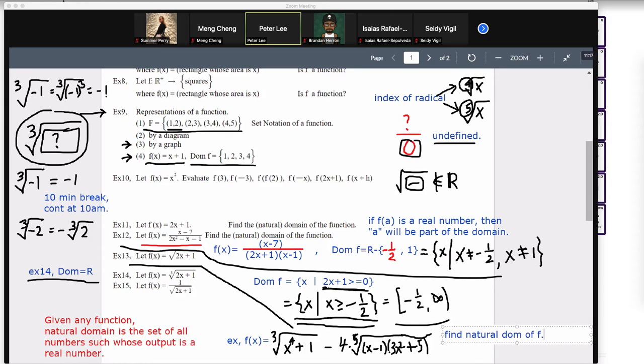Can you tell me the natural domain of this function f? In this case, dom f is equal to what? The set of real numbers. There's no restriction.